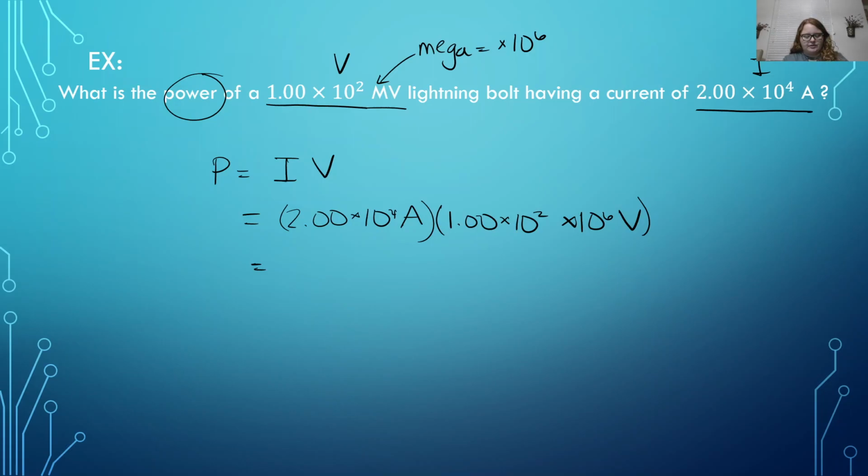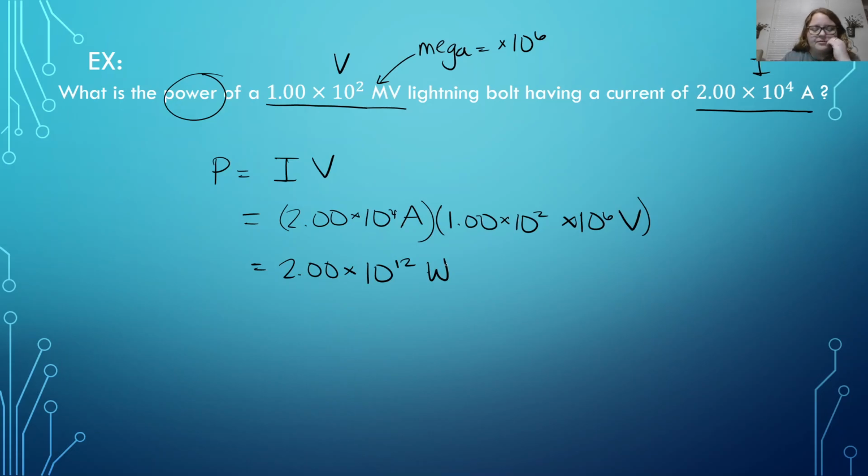Okay, so let's throw that into our calculator. We have 2 times 10 to the fourth, times 1 times 10 to the second, times 10 to the sixth. I'm sure some of you can do this in your head, but I'm going to trust my calculator. As long as I put it in right, we've got 2 times 10 to the 12th, and power is in watts.